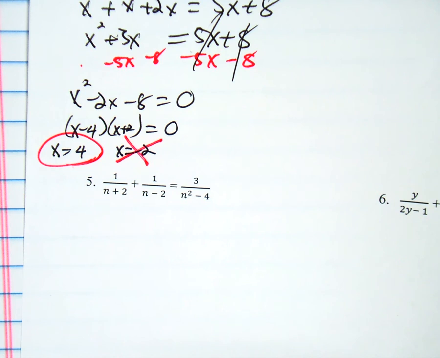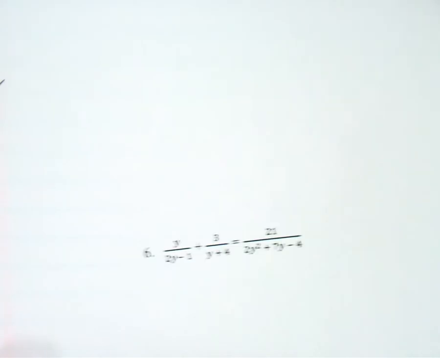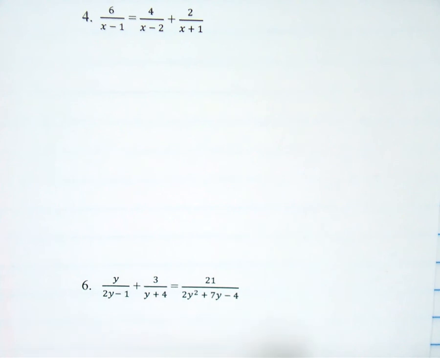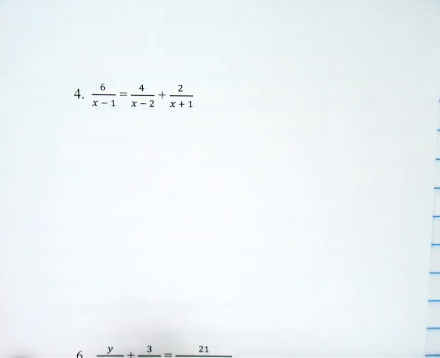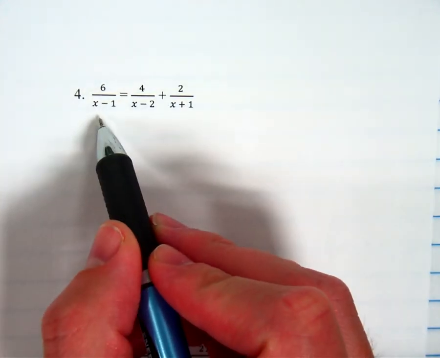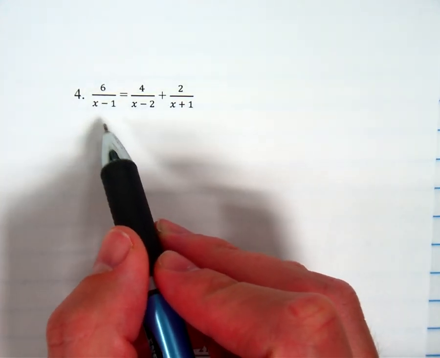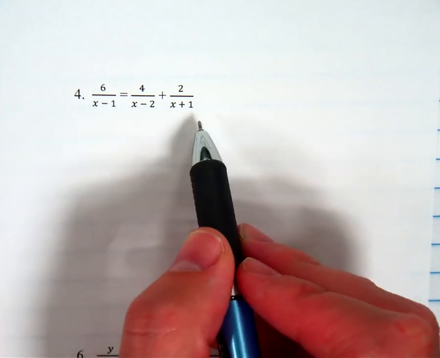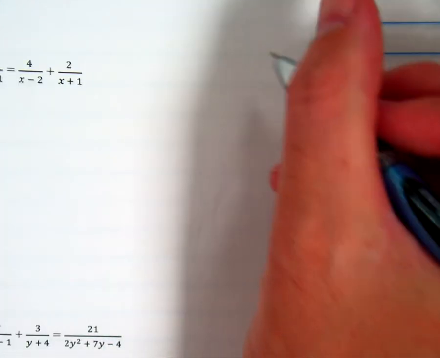Let's see here. I don't want to do all of them for you. Is there another good one? No, we can do 4. I think it's got a weird answer at the end. Okay. So we've got x minus 1. Oh, this is a good one to do. x minus 1, x minus 2, x plus 1.